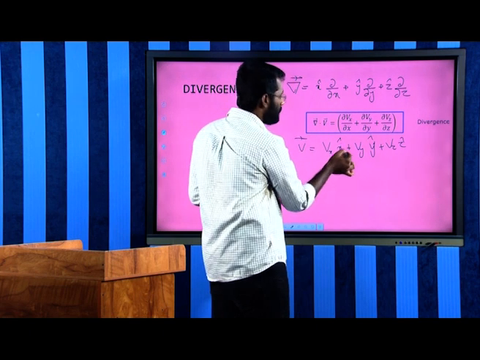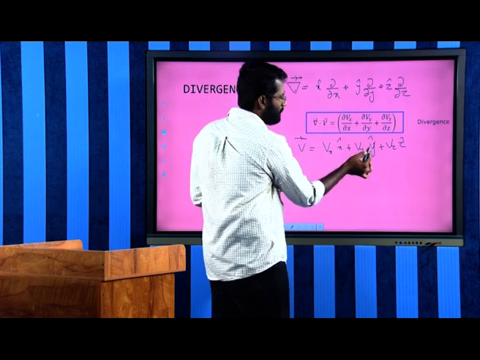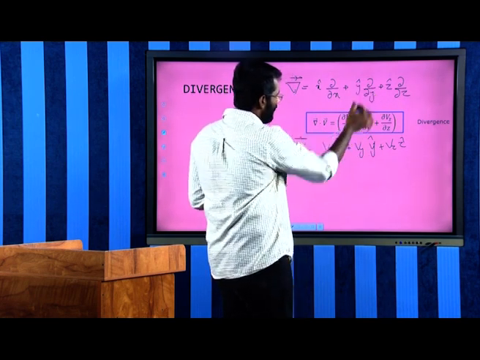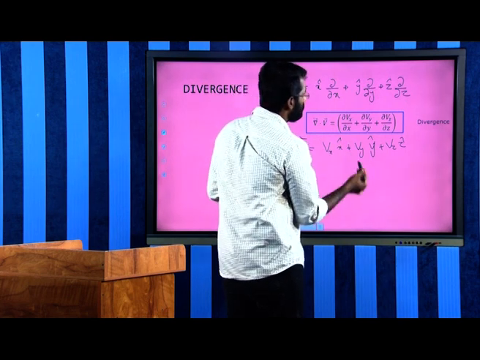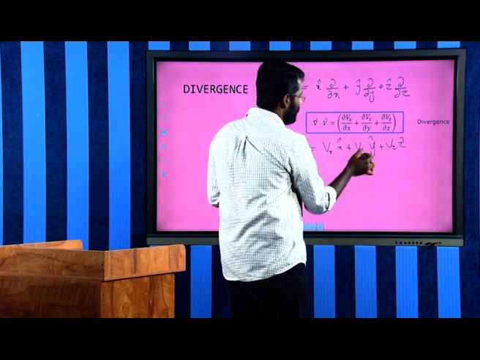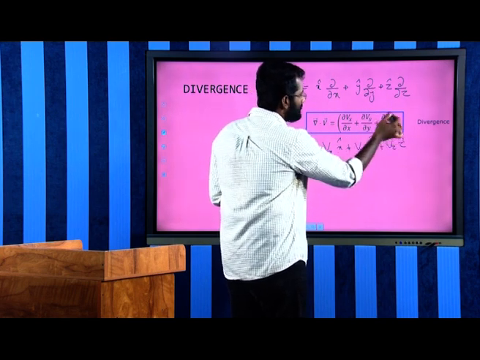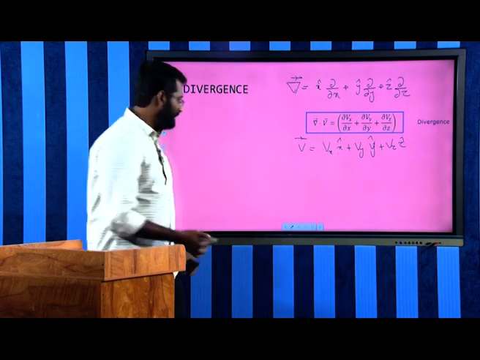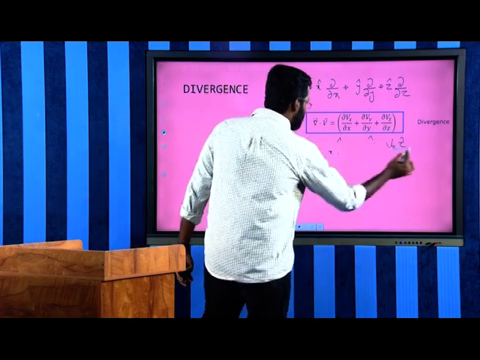x cap into x cap is 1 and x cap into y cap is 0, x cap into z cap is 0. Now take the second one, that is y cap. y cap into x cap is 0, so there is no such term. Now y cap dot y cap is 1, so dou by dou y of vy, that is the second term, and similarly for dou vz by dou z. So that is how we get that expression. So now we have the expression for that.